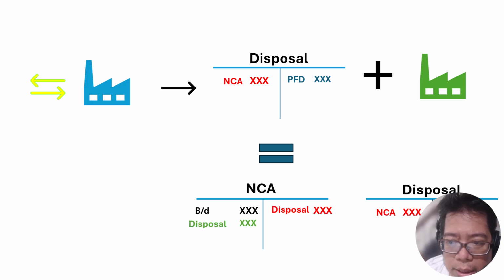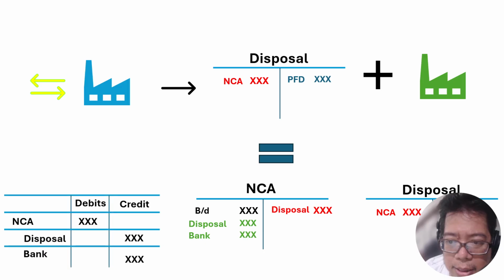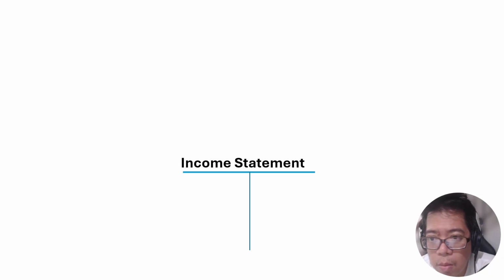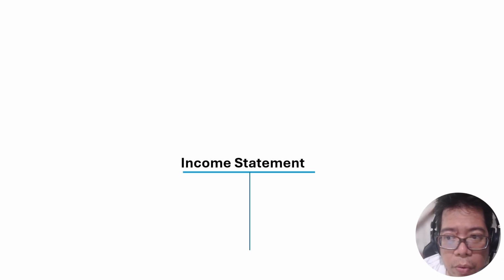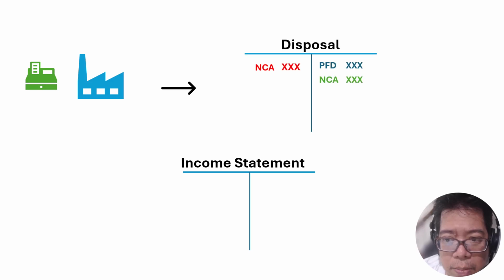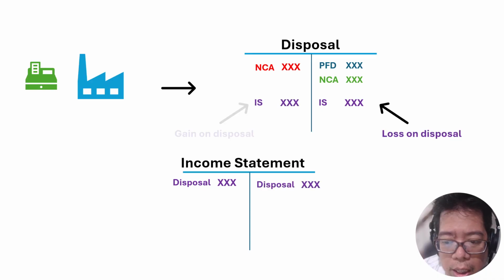If the new asset is more expensive, then we must pay extra. We also credit the bank account for the additional amount. At the end of the year, we have to do this process. Regardless of whether we receive cash or part exchange, the year-end process remains the same. We balance the account and transfer the resulting gain or loss into the income statement.